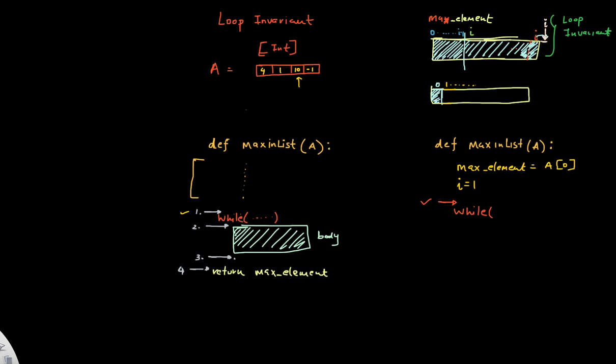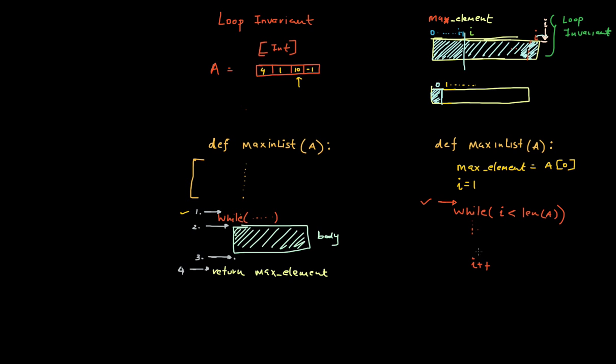Well, I in this case should keep on running this loop as long as I is less than length of A. Okay, so this is the body of my loop. As the body of the loop, somewhere in the last statement, I'm just going to say I plus plus.